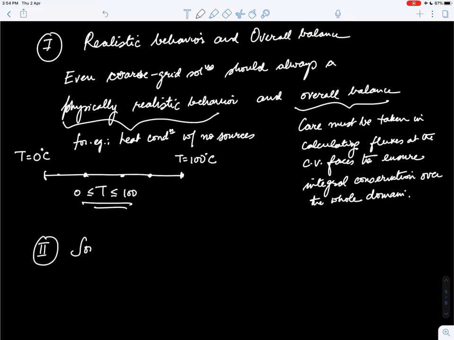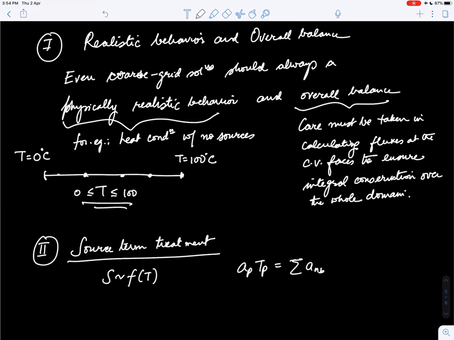The second aspect would be about the source term. Now let's say the source term S is some function of temperature. However, the method that we are working out will only allow solution of a linear algebraic equation, right? So we are trying to get to aP TP = sum of aNB TNB + b, and this is a linear equation which has to be solved at the end of the day. So we need to somehow find a way of linearizing this relationship.